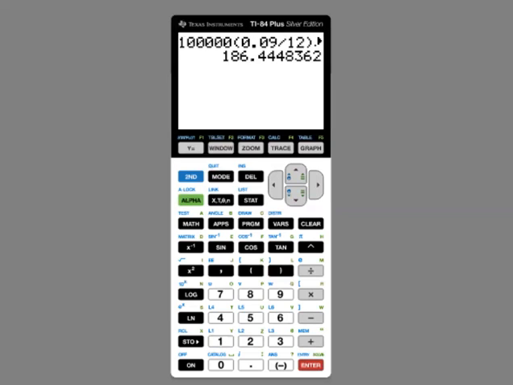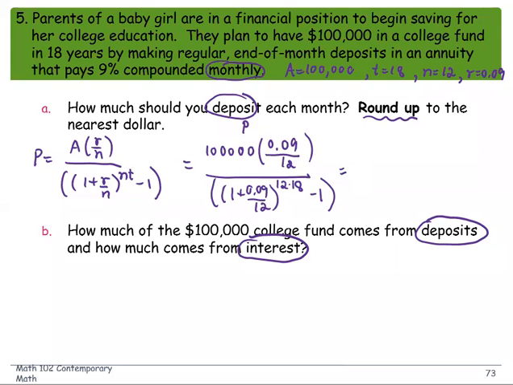We see the number as 186.44. I'm going to put it back into the working part here. We have 186.44, but since we're going to round up, the P value will be $187 per month.